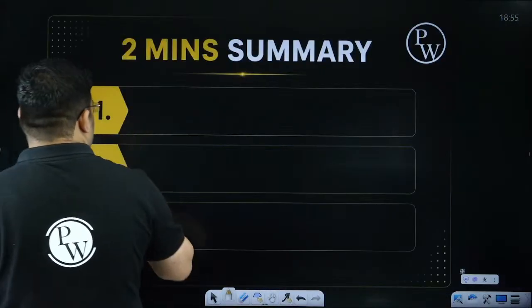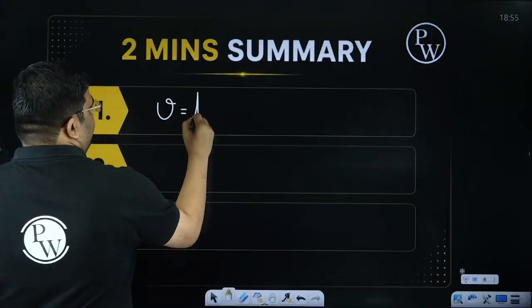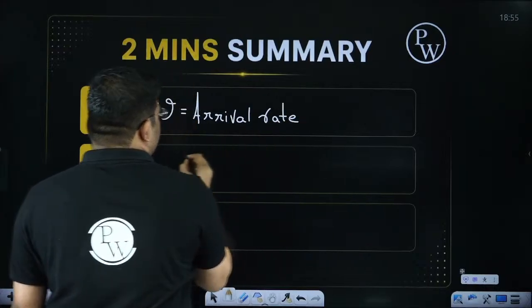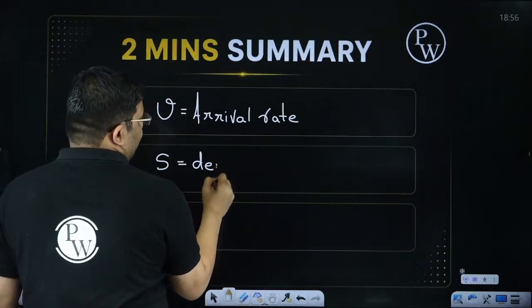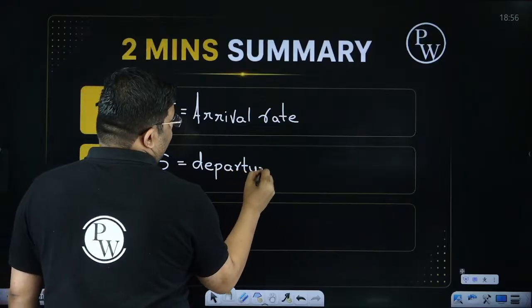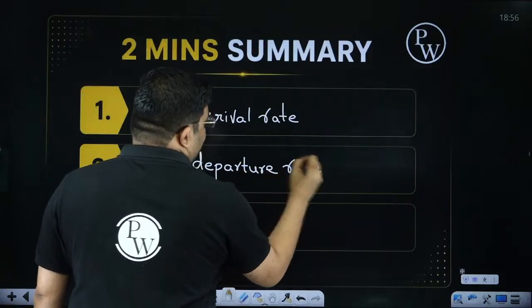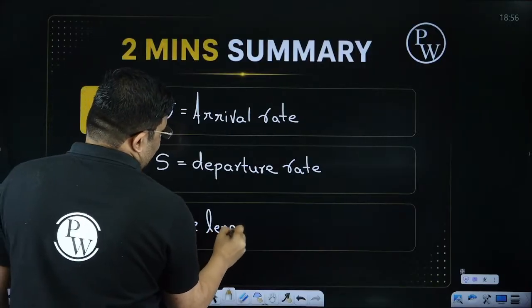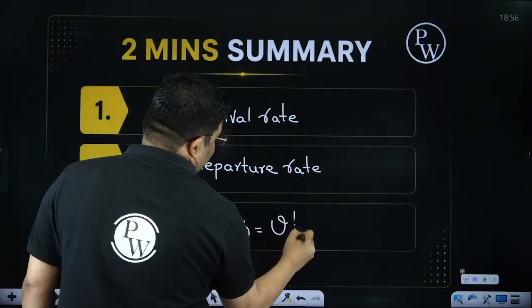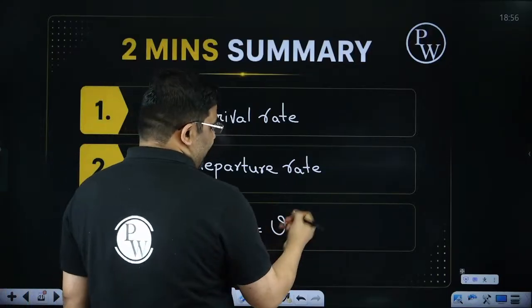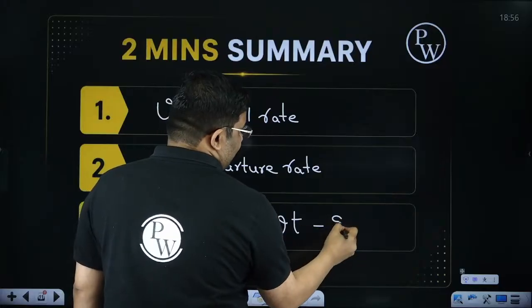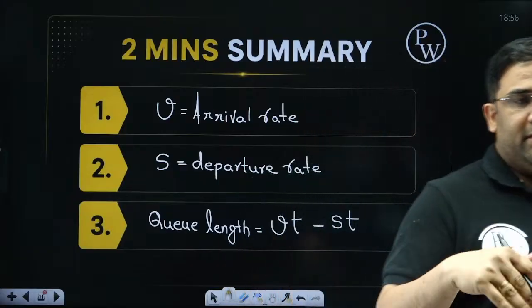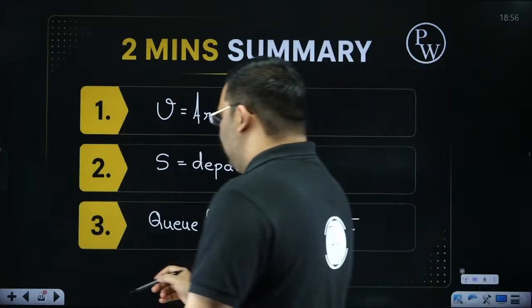So we studied the queue length today. We studied the arrival rate, and then the departure rate, or saturation rate or capacity rate. And then we understood that queue length is very simple: it is the number of vehicles arrived, which is V into T, arrival rate into time, minus the number of vehicles departed into time. So number of vehicles arrived minus number of vehicles departed. Very simple.